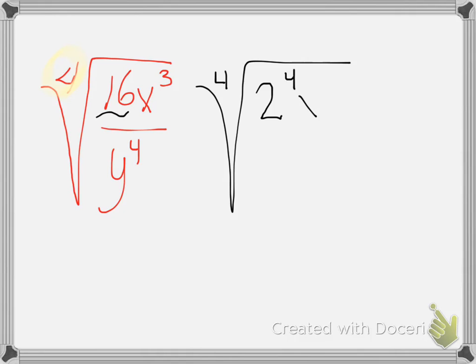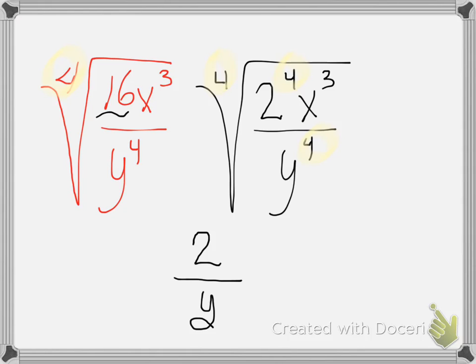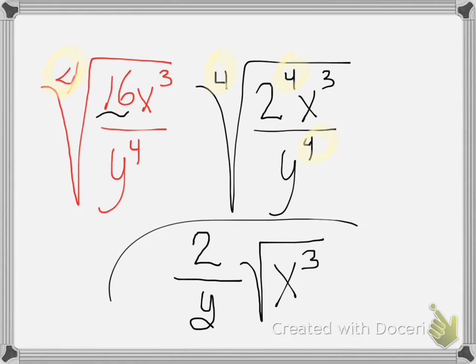I can't do anything with x cubed because there's no other x's, and I can't do anything with the y. Well, the y was already in the power 4. So now I can take a look at what's going to cancel. My index cancels with my exponents, leaves me with a 2 and a y as a fraction, and then I still have x to the 3rd inside the radical.